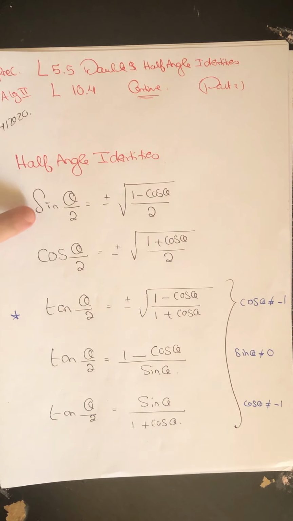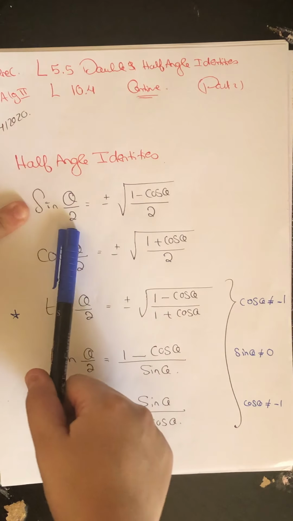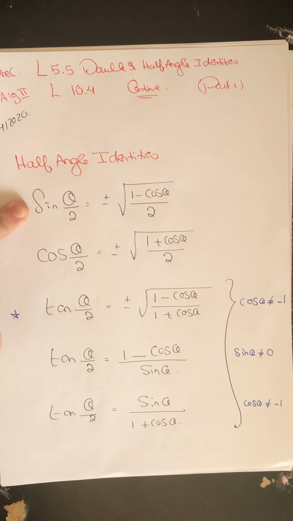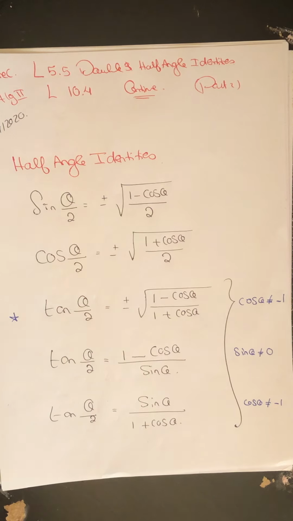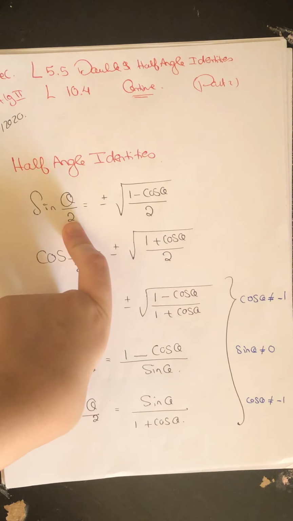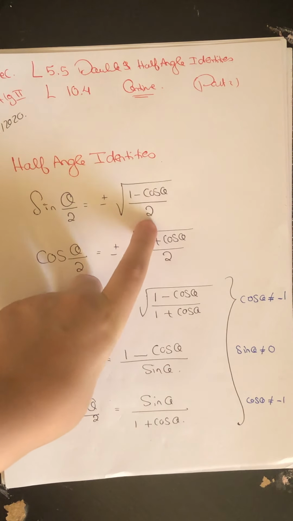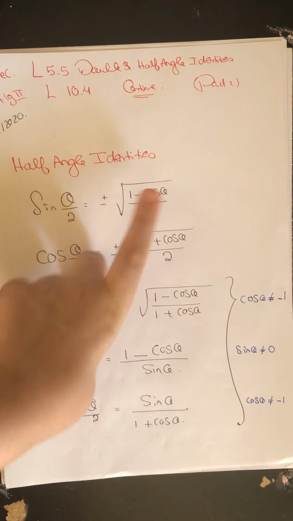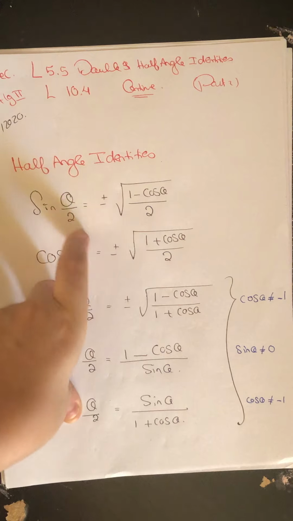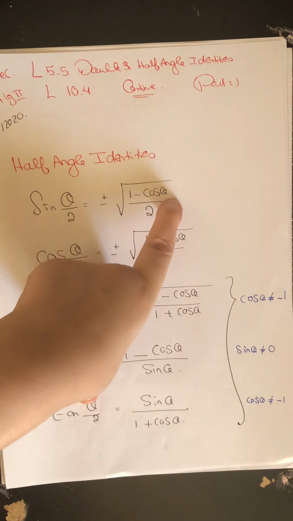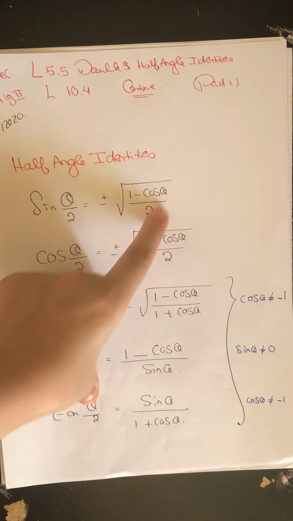Half angle identities for sine theta over 2 would help me, for example, get sine 15 because I know sine 30. Half of 30 is 15. See, over here it's theta over 2, but here it's plus or minus root of 1 minus cosine theta over 2. So this is double this. So if I want to get 15, I will deal here with 30, and I know 30.